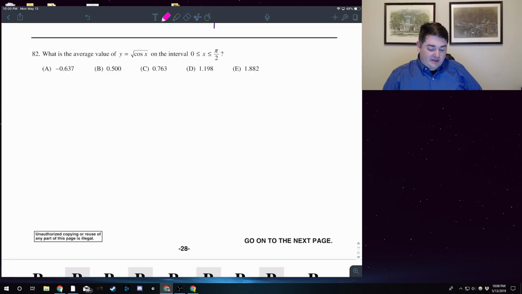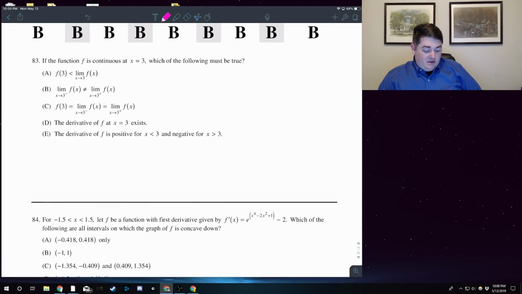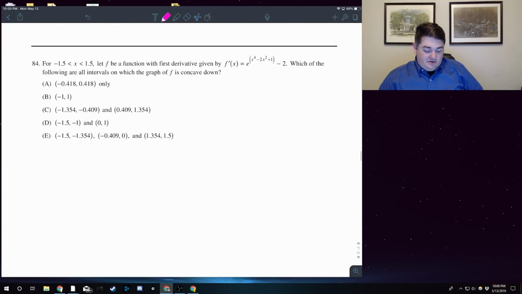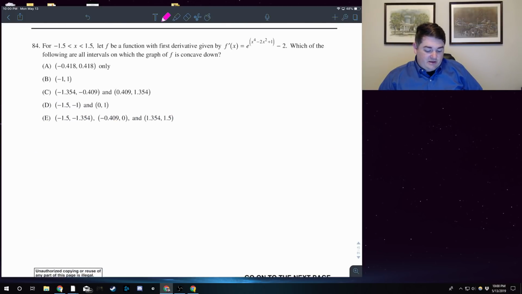82, average value. Don't forget the 1 over b minus a, the whole thing that makes it average value. Question about continuity. We can do that.